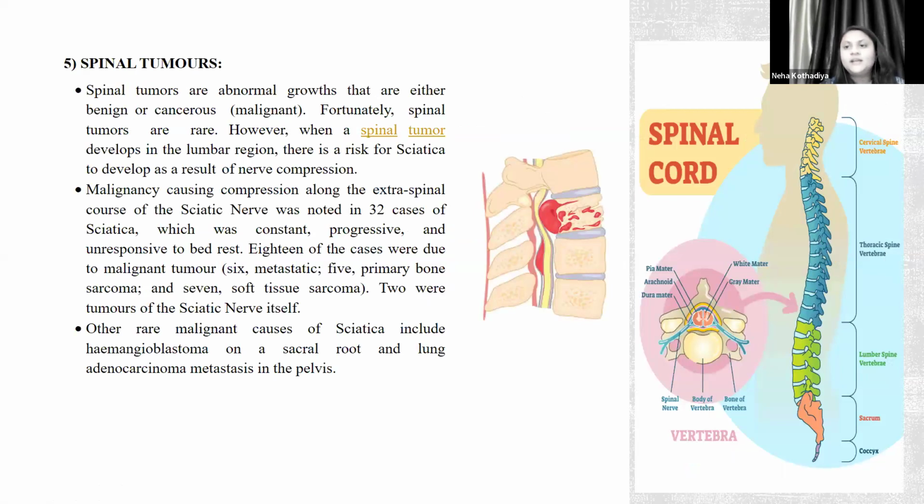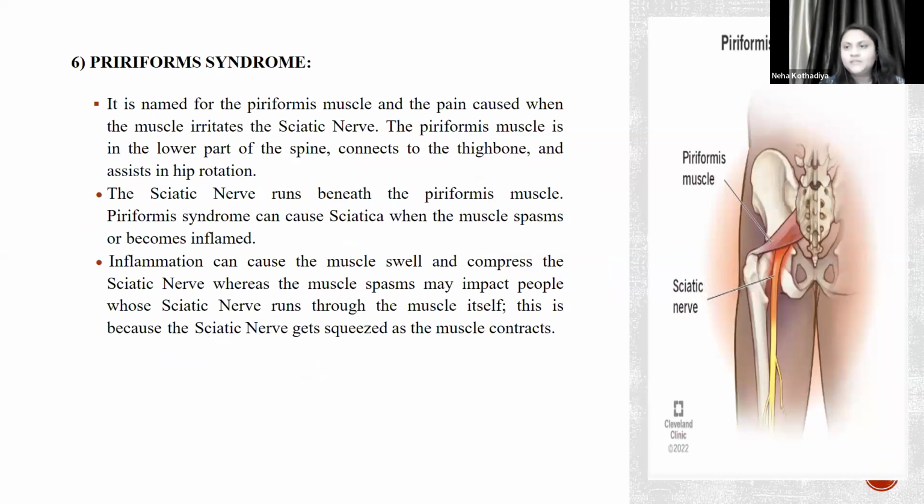Spinal tumors. It is a very rare condition but may develop. Spinal tumors are abnormal growths that are either benign or cancerous, that is, malignant. Fortunately, spinal tumors are very rare. However, when a spinal tumor develops in the lumbar region, there is a risk of the development of sciatica as a result of nerve compression. Malignancy causing compression, along with extra-spinal causes of sciatica, was noted in 32 cases of sciatica. Other rare malignant causes of sciatica include hemangioblastoma on the sacral root and lung adenocarcinoma metastasis in the pelvis. Those are the other malignant causes for the development of sciatica.